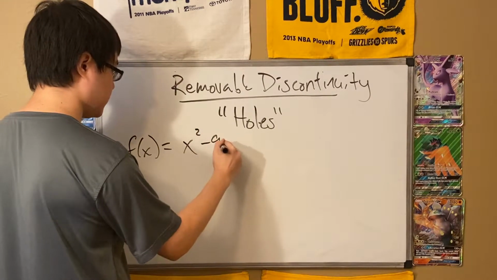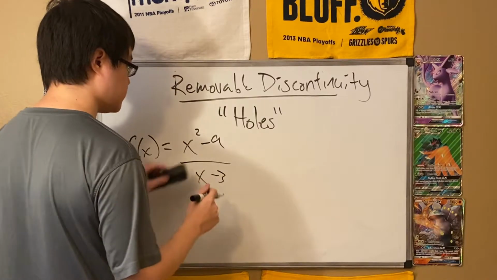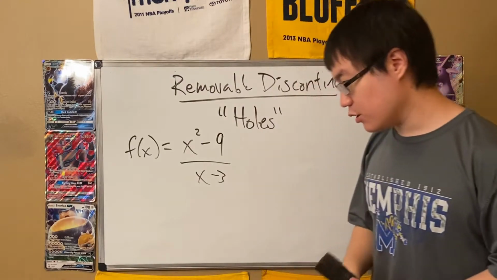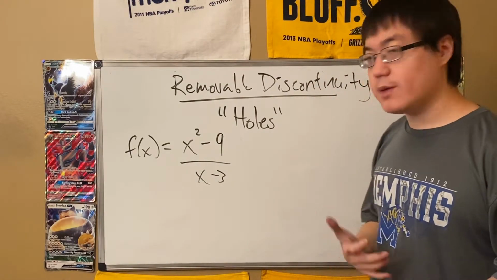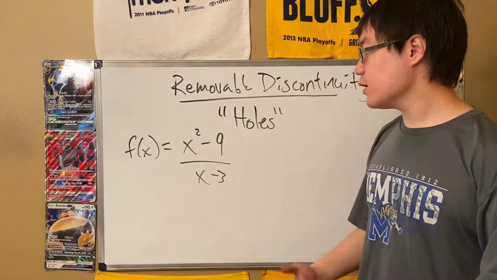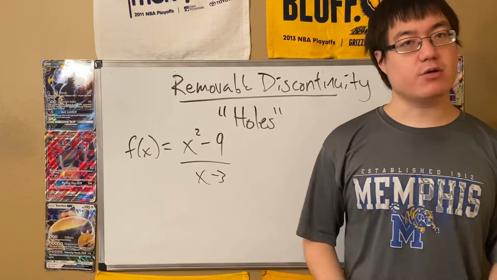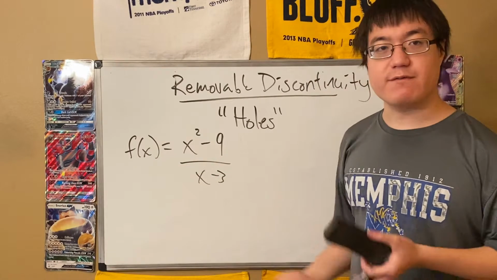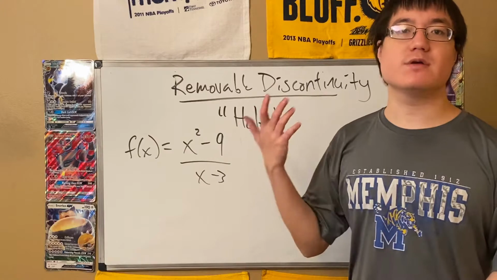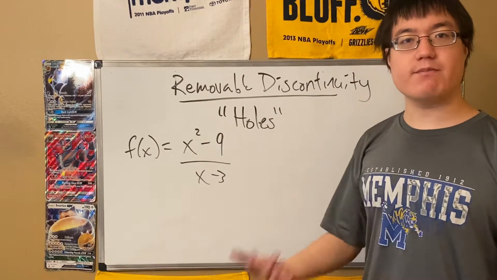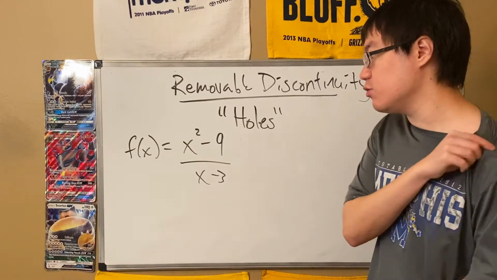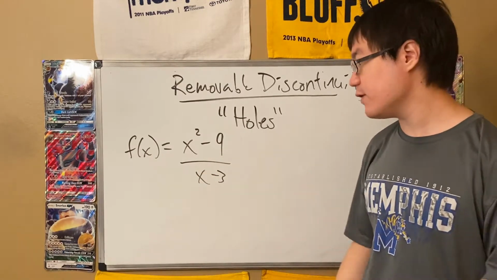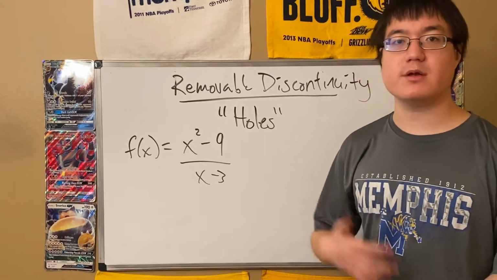X squared minus 9 over x minus 3. So let's try to think about this function right here. Well, if you take the function and you graph it, there's only going to be one problem point. So for example, if you plug in something like 2, that's not going to be a problem point. If you wanted to find the limit as x goes to 2 of this function f of x, well, it's the same thing as we did in the previous 2 examples, because when you plug in 2, nothing bad happens. The function is continuous at 2. So to find the limit, all you would do is plug in 2, you get 4 minus 9 on the top, which is negative 5, you get negative 1 on the bottom, so the answer would be 5.